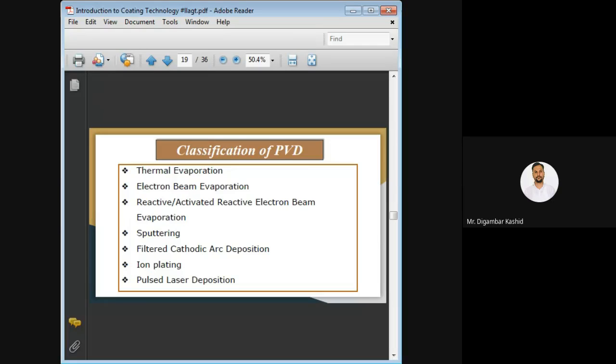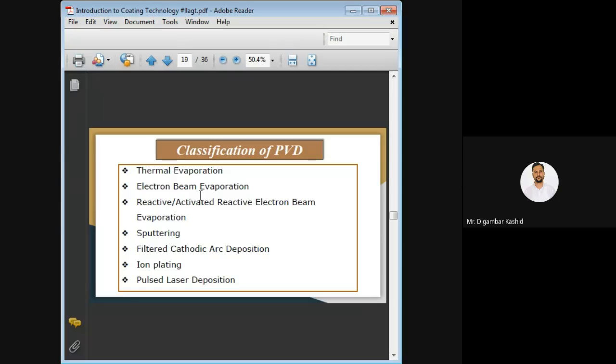First one is the thermal evaporation method, and the second one is the electron beam or e-beam evaporation method. So these are the subtypes, then reactive or activated reactive electron beam evaporation.